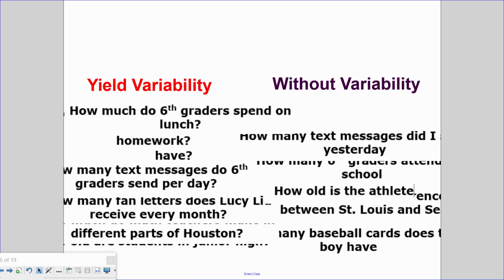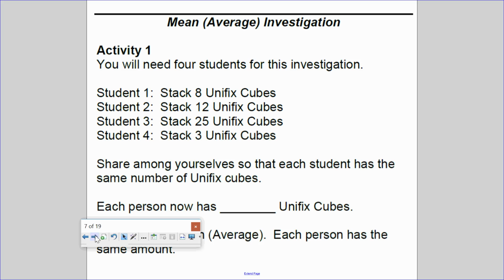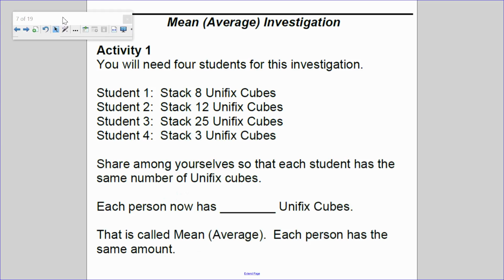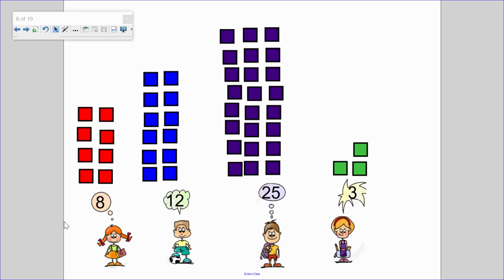So now that we understand that, we are going to be investigating the mean. For the mean, you will need 4 students. Student 1 will have 8 Unifix cubes. Student 2 will have 12 Unifix cubes. Student 3 will have 25 Unifix cubes, and student 4 will have 3 Unifix cubes. They are going to share among themselves so that each person has the same number of Unifix cubes. So here are all the people. They need to all have the same number.